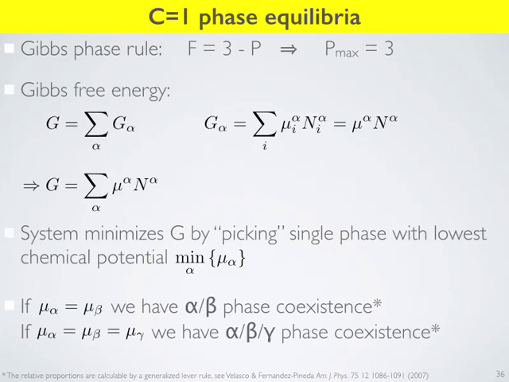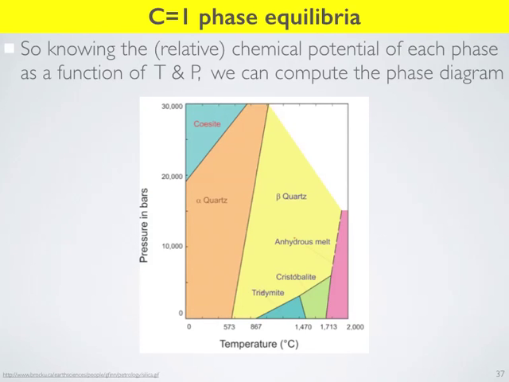If there was another phase, mu beta, mu gamma, which are higher than mu alpha, if the system were to partition partially into those phases, G is going to go up. And the system says, hey, this is not good. I want to minimize my Gibbs free energy. So I'm going to live in the single phase with the lowest Gibbs free energy. And so we saw that if there are a couple of phases which have exactly the same mu, you can get coexistence, but that's the exception rather than the rule.